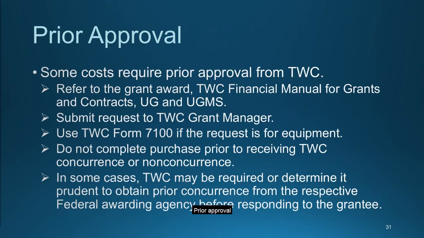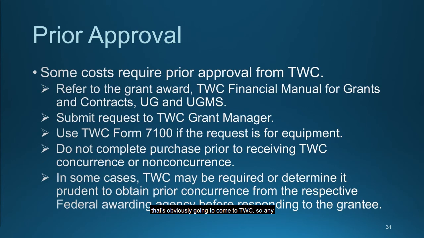Prior approval. Some costs do require prior approval, and as I mentioned, the grant uniform guidance and UGMs do specifically point out prior approval requirements for certain costs. The entity that has to approve those varies. So if you come across a cost that says it has to be approved by the pass-through entity or the federal awarding agency, those costs need to come to TWC. It also needs to come to TWC, of course, if it says that prior approval from TWC is required. That's obviously going to come to TWC.